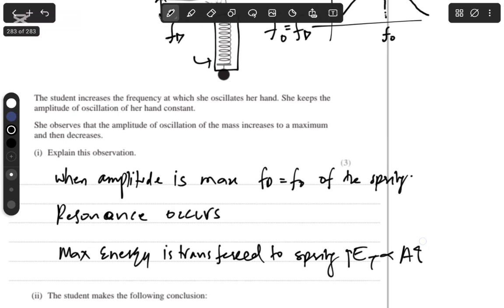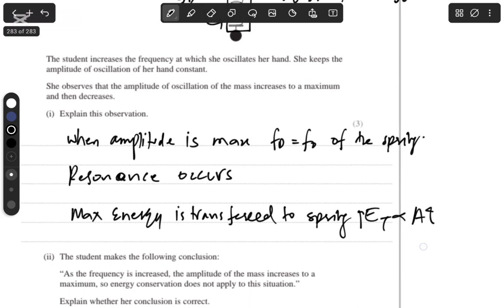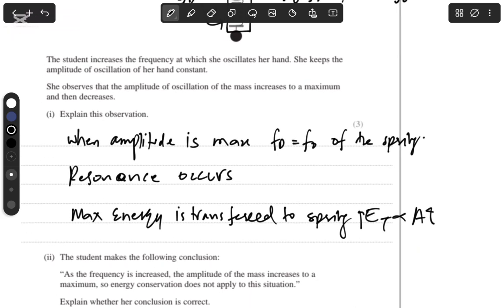Okay. Now let's go to the next part. Now this is a pretty standard question, so I'm not going to talk too much about it. It comes a lot, so it's pretty repetitive. The next one is a unique question. The student makes the following conclusion: as the frequency increases, the amplitude of the mass increases to a maximum, so energy conservation does not apply in this situation. Explain whether her conclusion is correct.